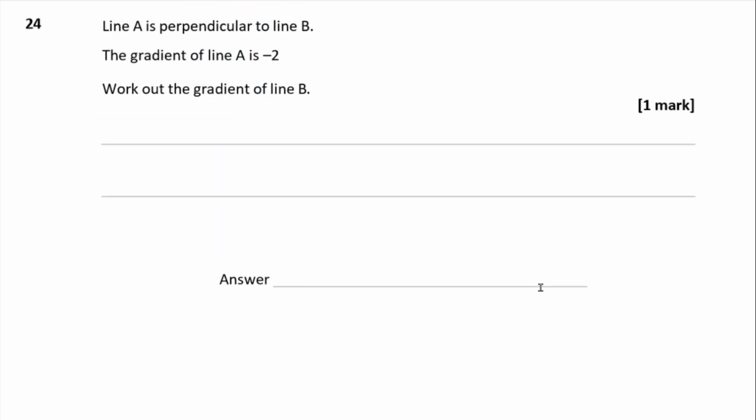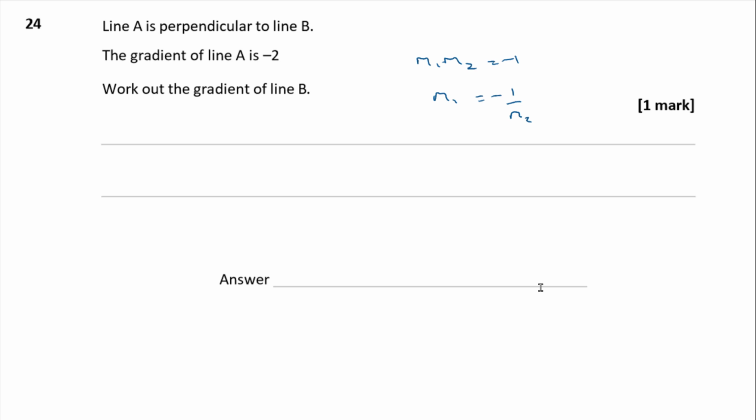Question 4. Line A is perpendicular to line B. The gradient of line A is -2. Work out the gradient of line B. Okay, well, if I've got two gradients that are perpendicular, then there are two ways of thinking about it. One is that the gradient is the negative reciprocal of the other. Either m1 times m2 is equal to -1, that's one way of writing it down, or you can say that m1 equals -1 over m2. Either of those are the same. They're just variants of the same thing, aren't they?